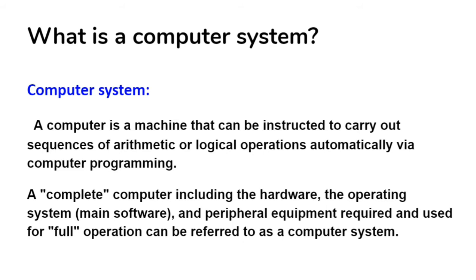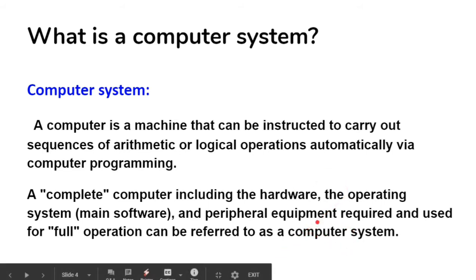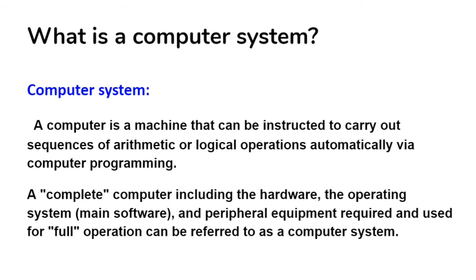There are different types of operating systems. Mostly I'm using this Windows operating system. We have iOS operating system, we have different types of operating system. The operating system is a software which manages the computer hardware, and we have peripheral equipment such as input output devices, such as a mouse, a keyboard, speakers, a camera. These are peripheral equipment required and used for full operations, and can be referred to as a computer system. As a whole, all these things are called a computer system.